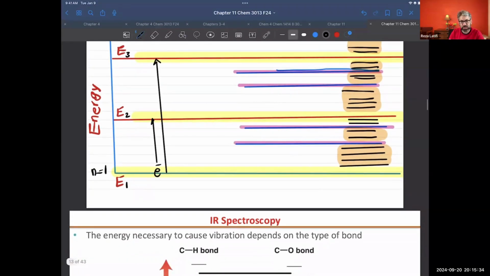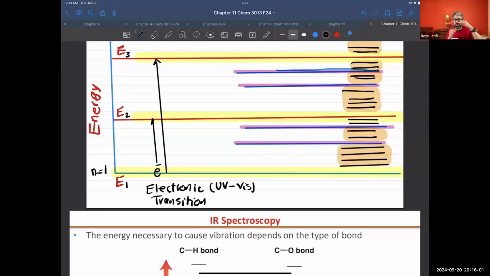This transition of an electron from one layer to another layer, we call an electronic transition. And the technique that you are going to use here will be UV-vis, because you are transferring an electron from one layer to another shell.